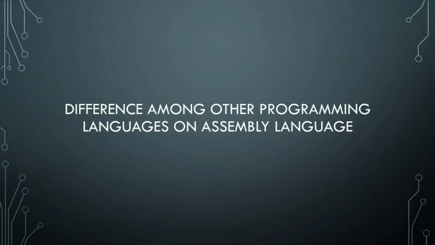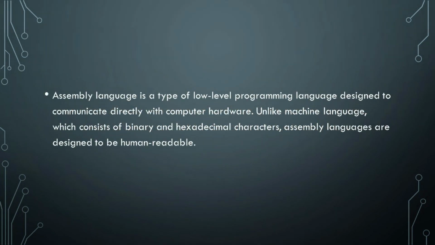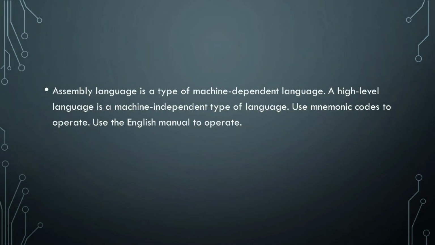The difference between other programming languages and assembly languages. Assembly language is a type of low-level programming language designed to communicate directly with computer hardware. Unlike machine language, which consists of binary and hexadecimal characters, assembly languages are designed to be human-readable. Assembly language is a machine-dependent language. A high-level language is a machine-independent type of language that uses English-like mnemonic codes to operate. And that's all.